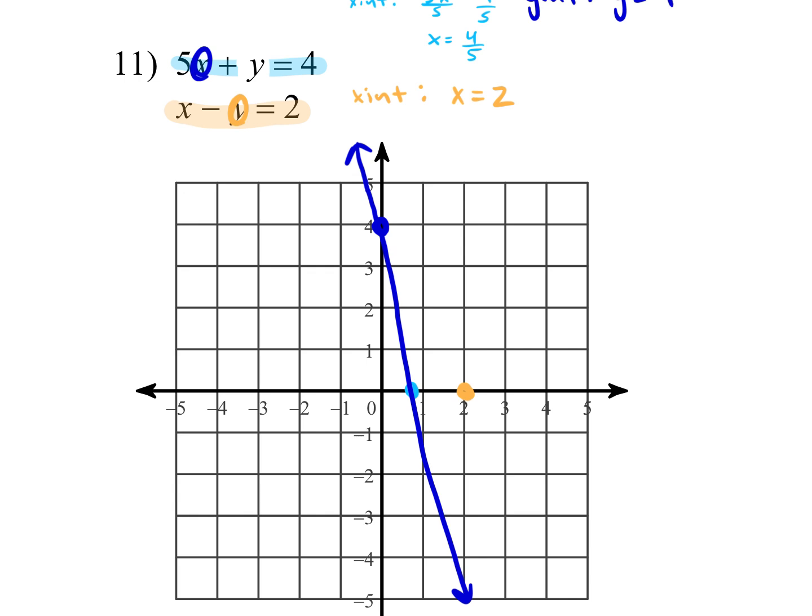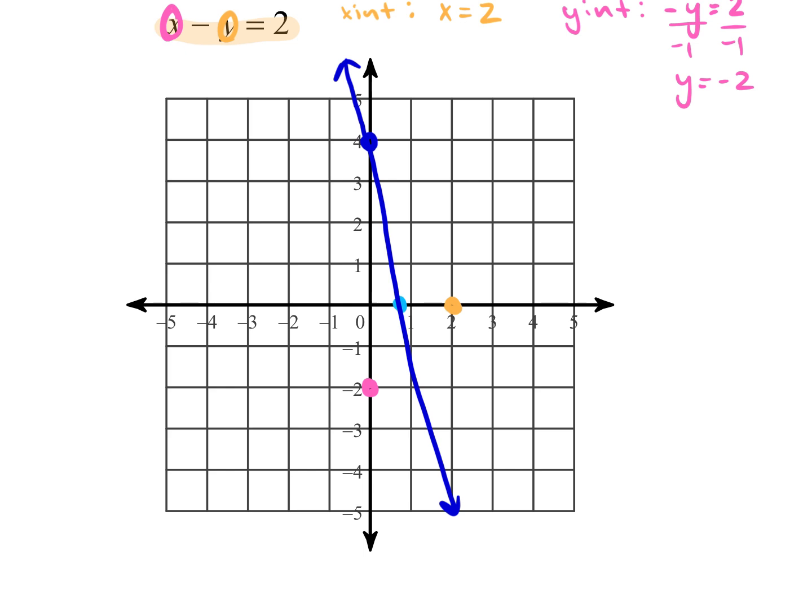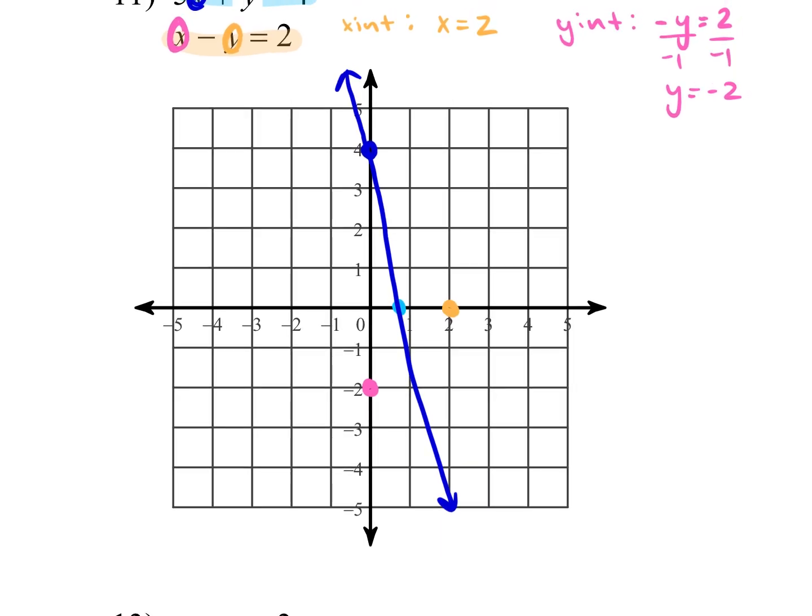Next, let's find the y-intercept. How would we find the y-intercept? Plug 0 into x. So we have negative y is equal to 2. How would we get y all by itself? Divide by -1. So y is equal to -2. So I cross the y-axis at -2. Now we're going to connect our x-intercept and y-intercept with a line. And where do our two lines intersect? 1, -1. Perfect.